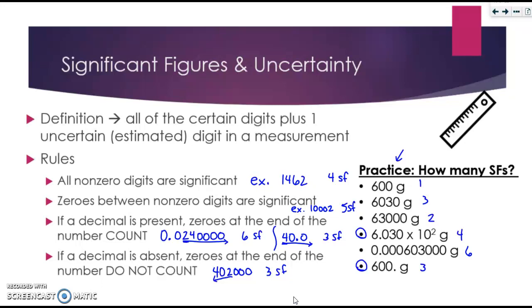Please check your answers. Hopefully the first 3 were okay, not too bad, as well as the second to last one. The 2 that I have circled are 2 that usually kind of give people a little bit of trouble because we didn't really discuss them. So here, in the one that's 6.030 times 10 to the second, this is 4. And because of this decimal, that's 3.